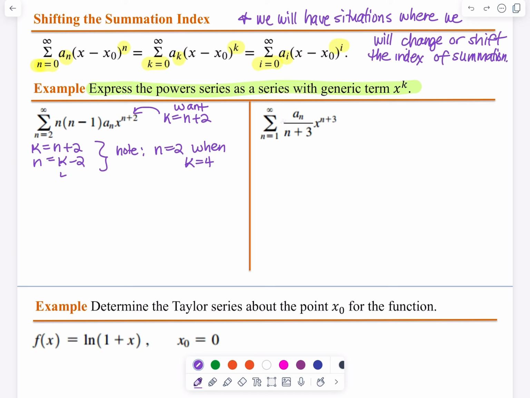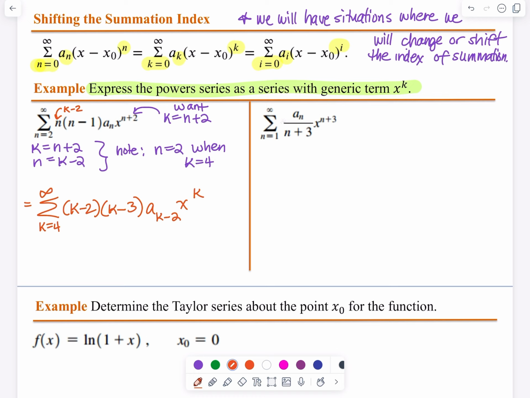So we're going to need that bit of information to now say that this is equal to the sum from k equal to 4, right? When n is 2, k is 4. From k equal to 4 to infinity of k minus 2, because that's our n. This is k minus 2. And then n minus 1 is going to be k minus 3. And then we have a sub k minus 2. And now we have our x to the k. So all of that is really important to make sure that you follow along.